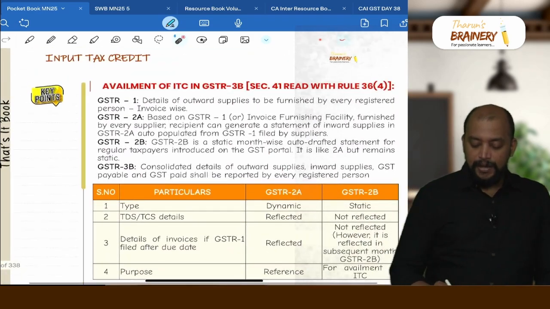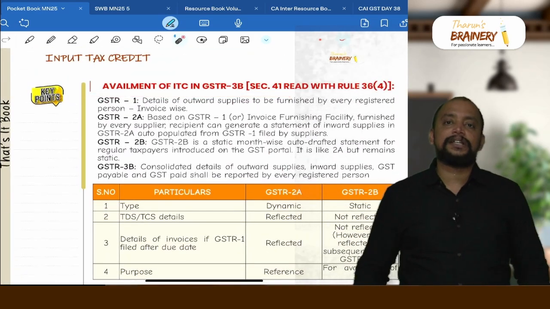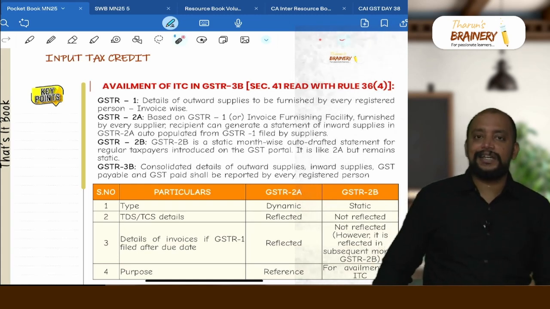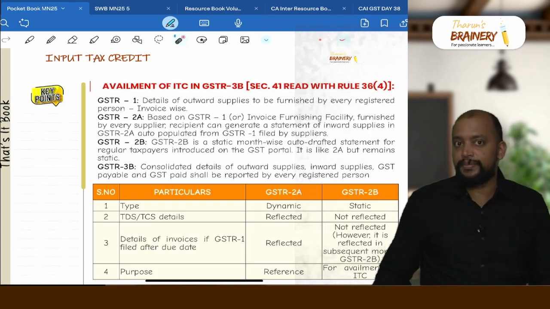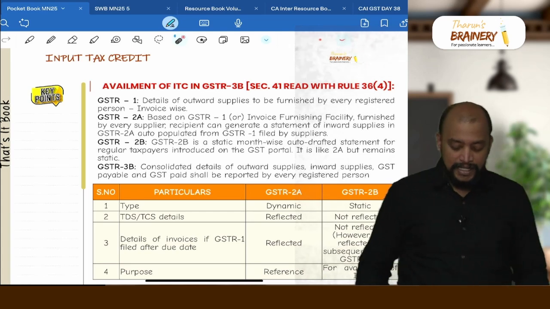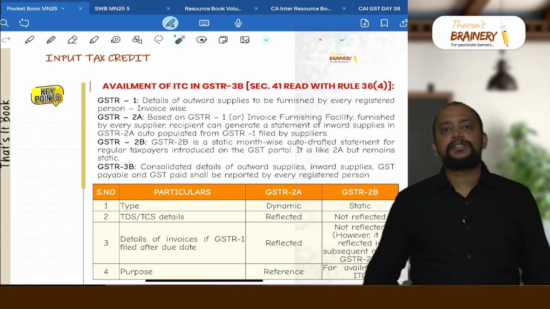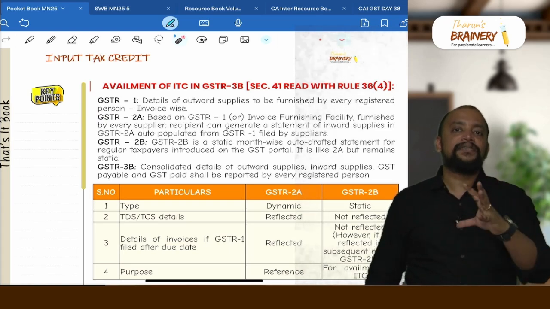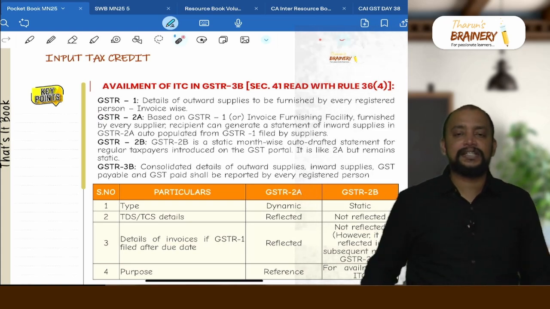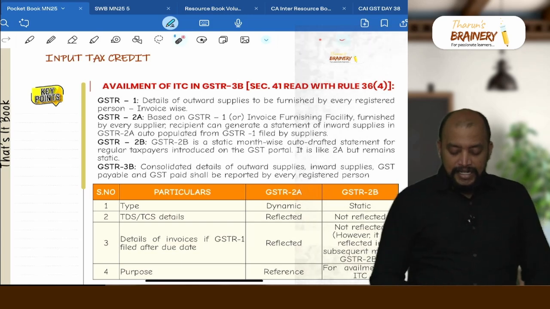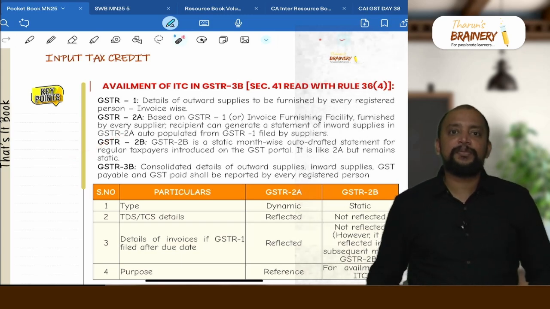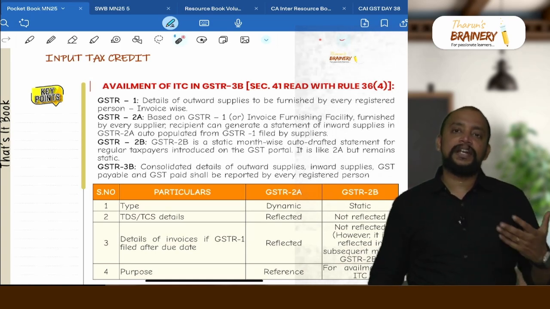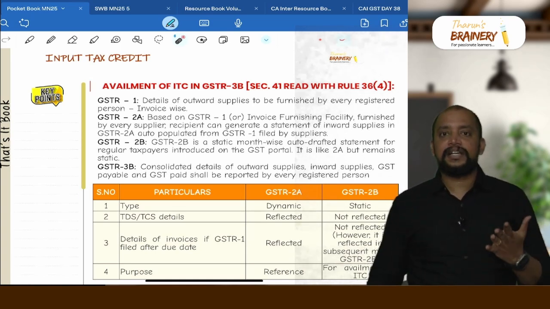First we will see availment of ITC in GSTR 3B, section 41, read with rule 36 sub rule 4. We have certain returns. GSTR 1 is a return that will be filed by every registered person containing the details of outward supplies, and GSTR 2A is based on the GSTR 1 of the supplier. So to the recipient the inward supply details are made available in an auto populated statement, that is GSTR 2A. GSTR 2B is also an auto populated statement, but the difference between GSTR 2A and 2B is that GSTR 2A is a dynamic document, so it will get updated very frequently, but 2B is like a static document.